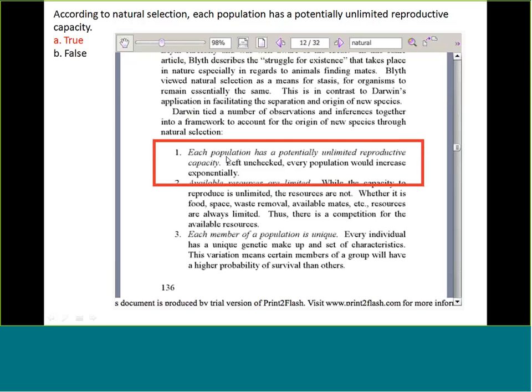And the first point of it is that each population has a potentially unlimited reproductive capacity. So this is another question that was straight from the book.